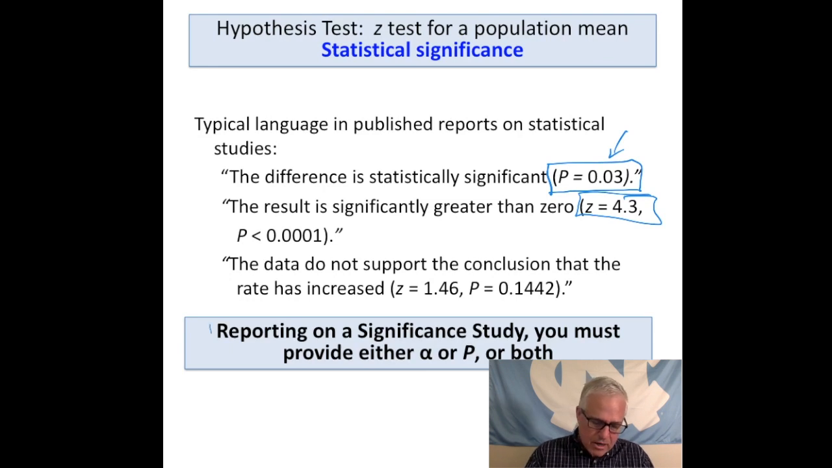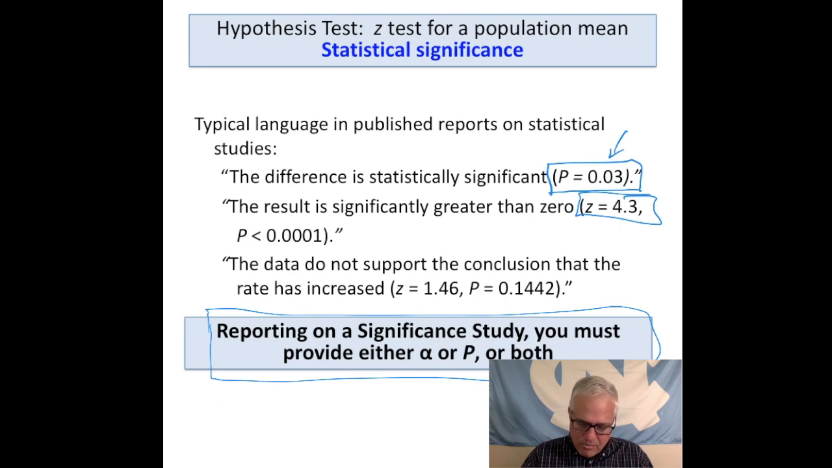Okay, so repeating, on a significance study, you must provide either alpha or p or both. I would say z or p or both. But anyway, z being the z-score.